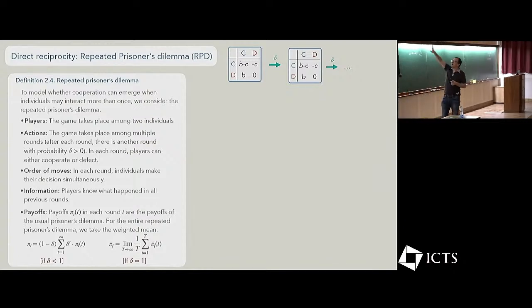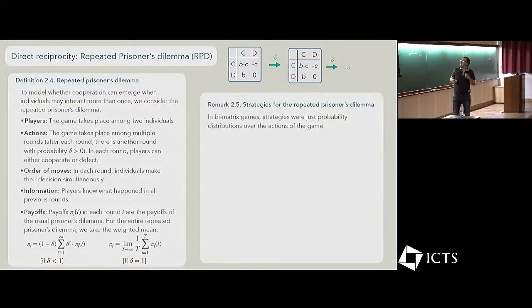And so up there you see the situation. We play the repeated business dilemma, then with probability delta we play another business dilemma, then with probability delta we play another business dilemma, and so on. All right. So this is the definition of the game.